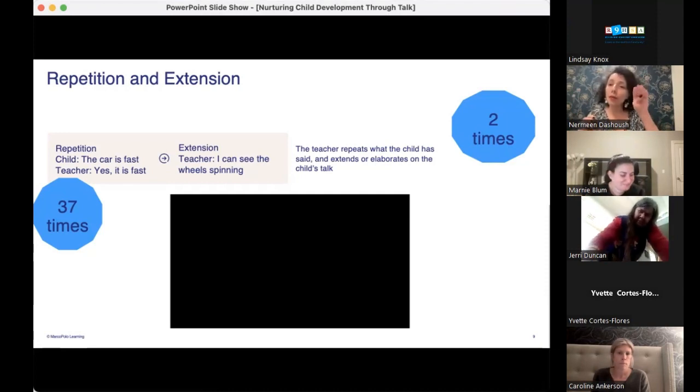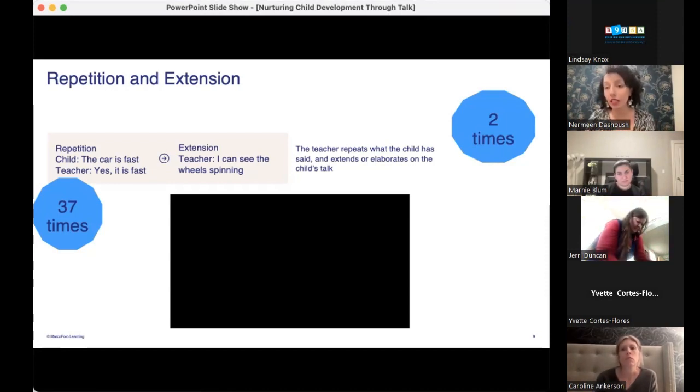So while I repeated the child's observation of the car is fast, now I've introduced language around wheels and it's spinning, and I'm showing an observation. In about an hour of classroom observations with that same teacher, she only extended the talk just one time. I mean, twice. And so it's underutilized in the classroom. And by pointing out to educators that they're really listening to their repetition and how many times they extend, you'll see that they're catching themselves.